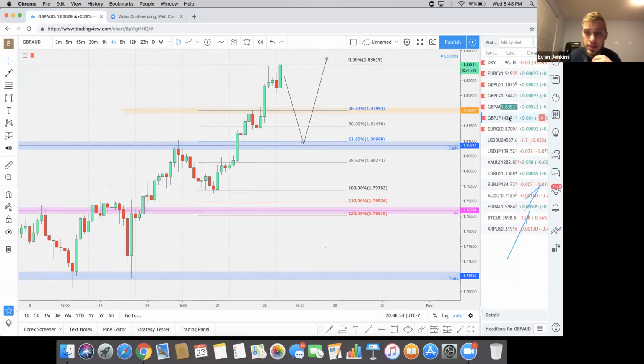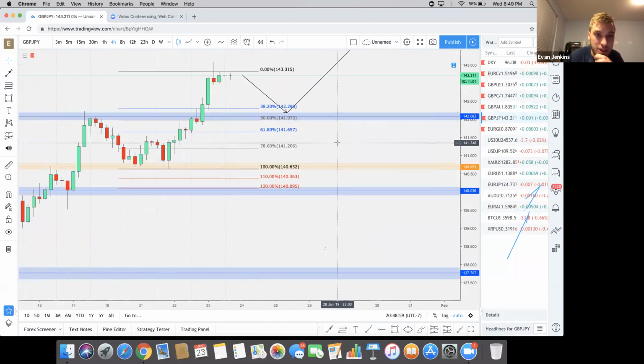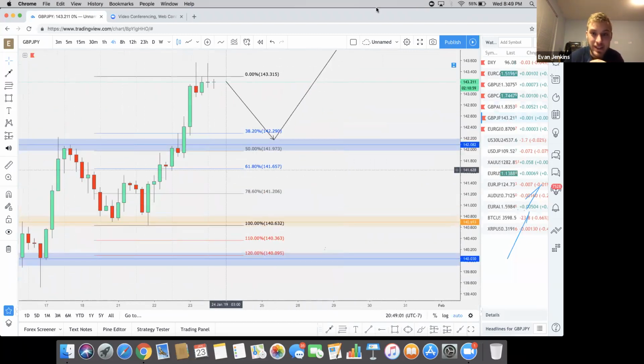And then let's look at GJ. Ian called out probably the most perfect GJ trade. If you guys got in that, congratulations. That trade was awesome. Cool.